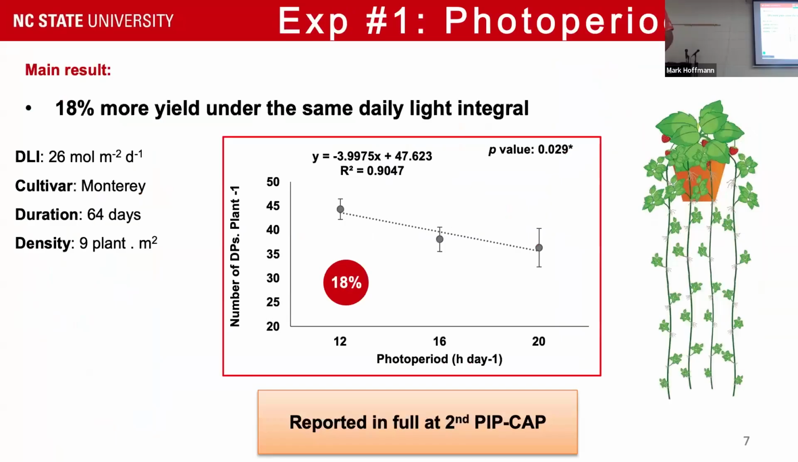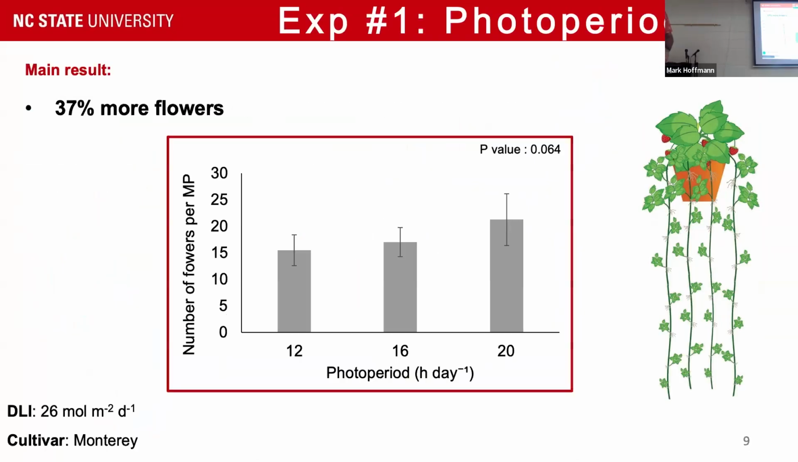For photoperiod, very shortly, we had 3 photoperiods on the cultivar Monterey. And with shortening photoperiod under the same daily light integral, we saw that we can have 18% more daughter plants. We reported this last year. I just added this yesterday after the grower talk.